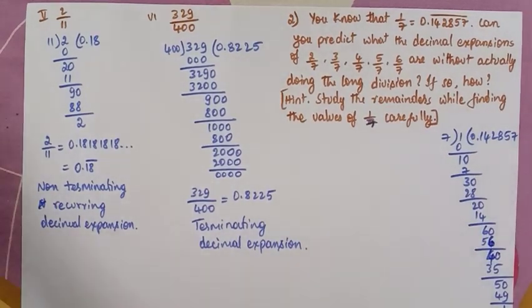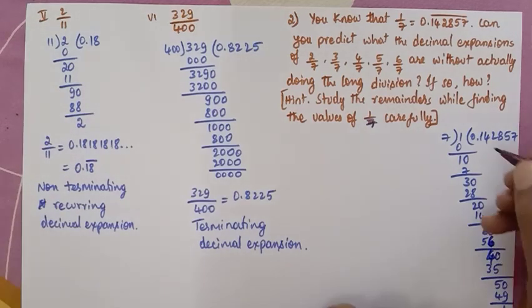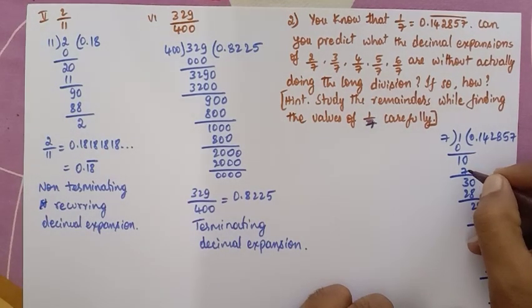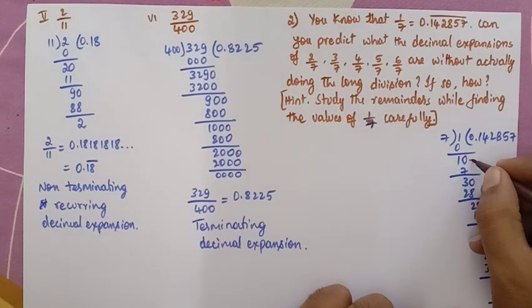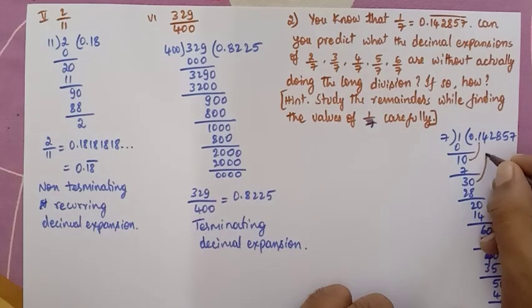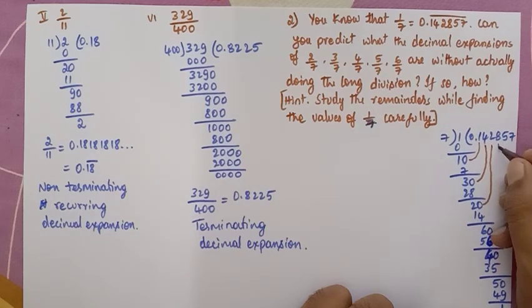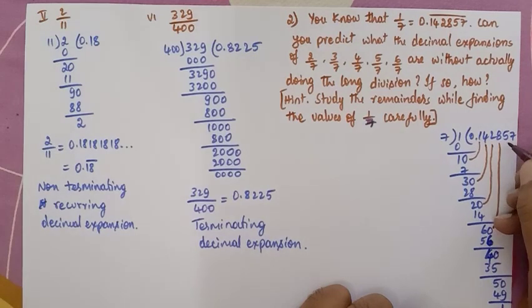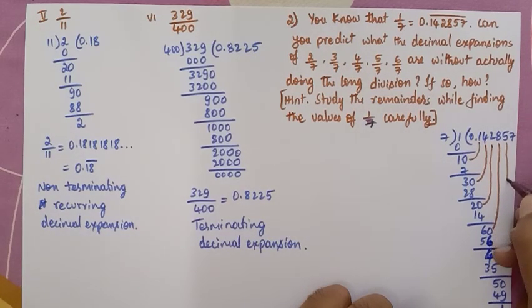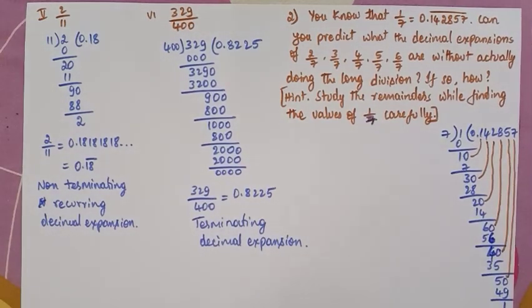So you should understand here that for remainder 1 we will get 1, for remainder 3 we will get 4, for remainder 2 we will get 2, for remainder 6 we get 8, for remainder 4 we will get 5, for remainder 5 we will get 7. So we have understood this one.